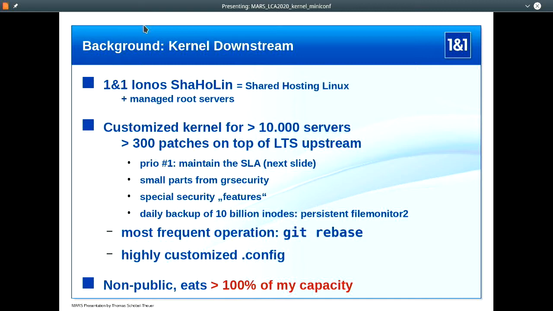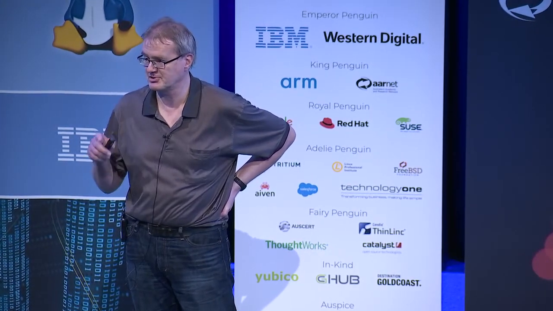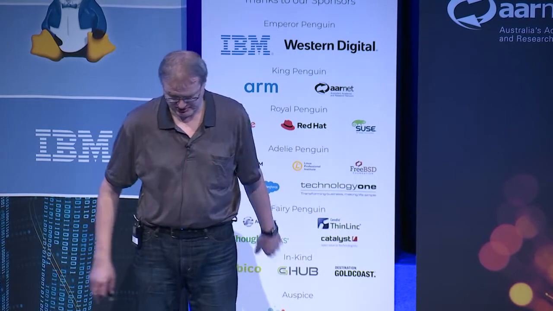Then a few parts are from grsecurity, because 1&1 used grsecurity even before I entered the company. And you all know what happened to grsecurity in spring of 2017. This also impacted my downstream work, because I had to split the Jumbo patch into some parts for my internal work. We had used only 29 features from the many hundred config options of grsecurity. At the moment I'm stuck at having ported 9 of them, and the remaining 20 are still missing. I had no time, including Mars and other things, for doing that.